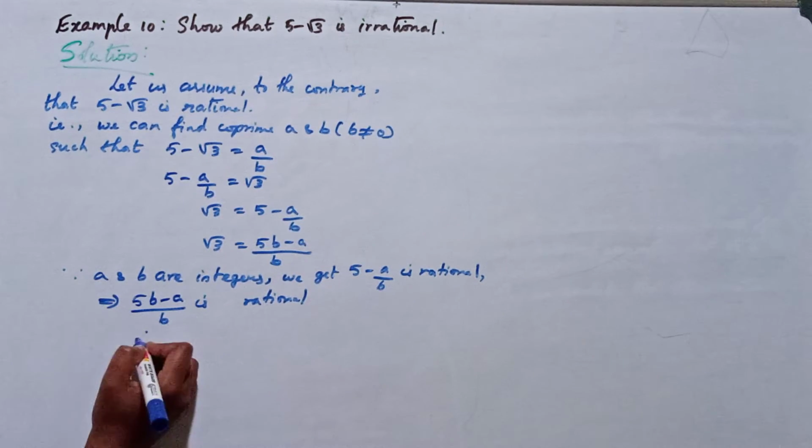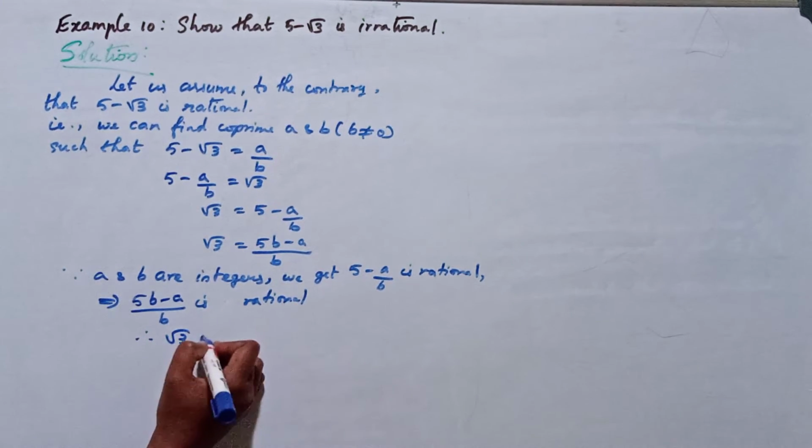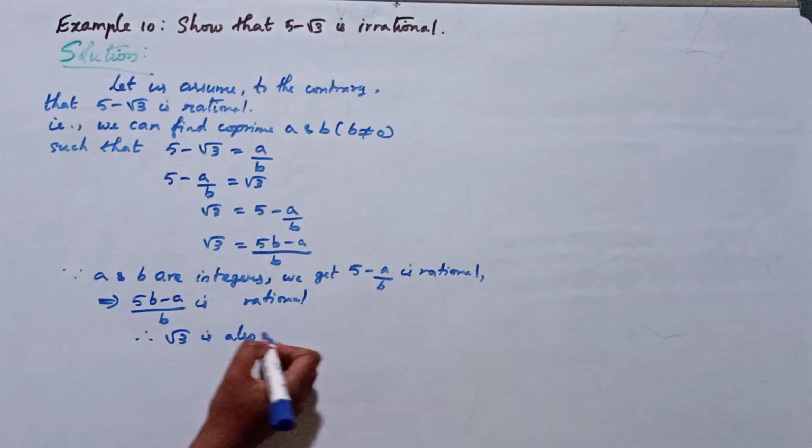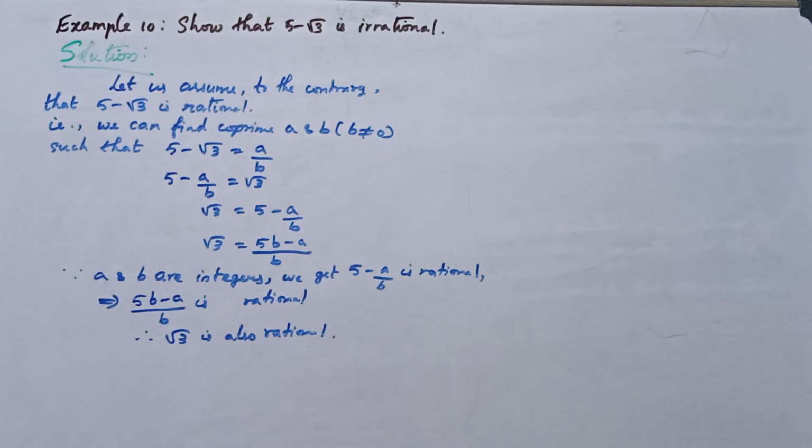Therefore, from this what can you say? Square root of 3 is also rational, right? But this contradicts the fact that square root of 3 is irrational. We know very clearly from the last theorem we have learned that square root of 3 is irrational, right? So actually this contradicts.